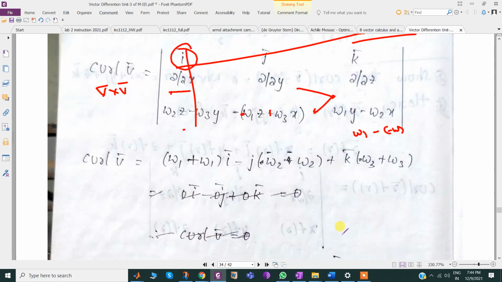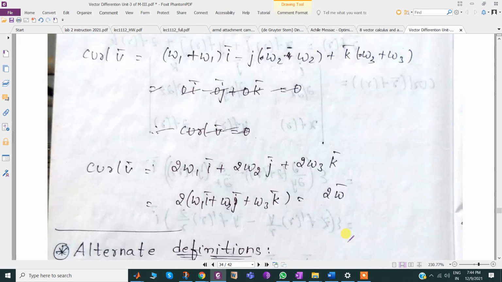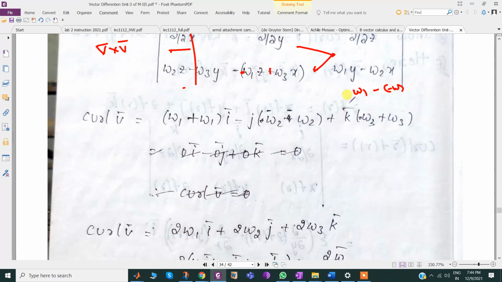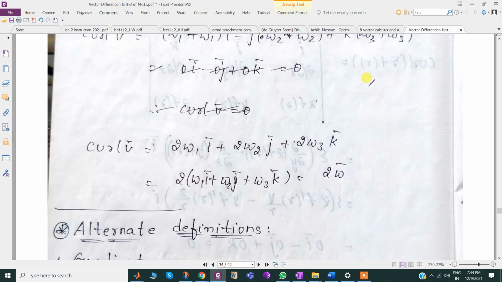Okay, so minus of minus w1. Similarly, this is i bar times. Similarly, j bar and k bar, I may get the same value, 2w1 i bar plus 2w2 j bar plus 2w3 k bar. 2 is common, w1 i bar plus w2 j bar plus w3 k bar, which is considered as w bar. Actually w bar is not given, we assumed that. So my final answer should be in terms of the same, the given only.